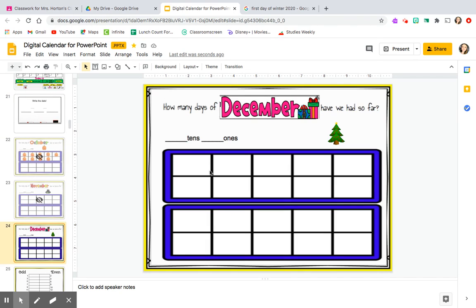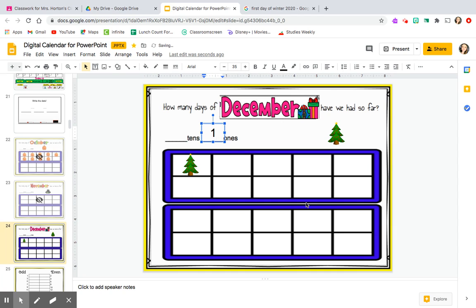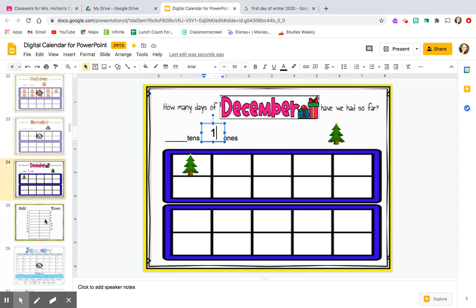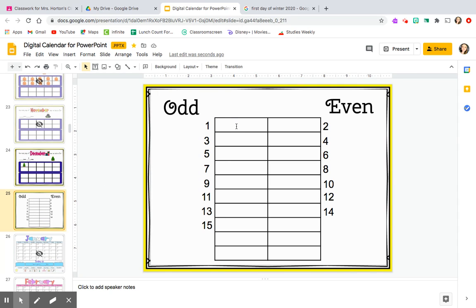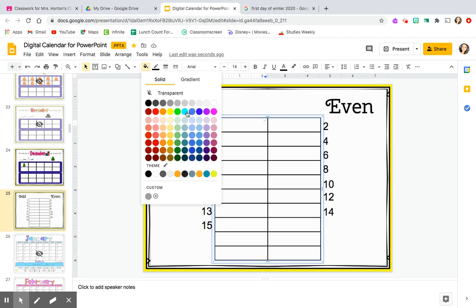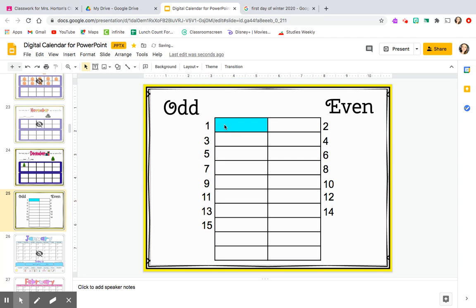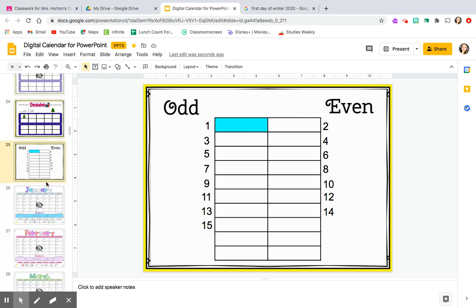All right. So how many days of December have we had so far? Well, this is the first day, so we've only had 1. So we'll put our Christmas tree in there, and it is only 1. None of our 10 frames are filled up, so there's no 10s in here just yet. Let's fill in our number 1 here. Number 1, it is an odd number because he doesn't have a bunny. So the number 1 is odd.